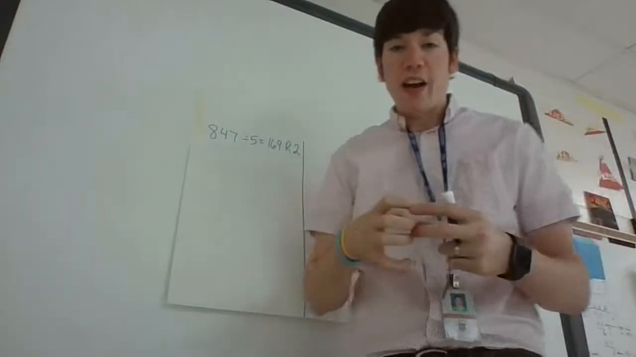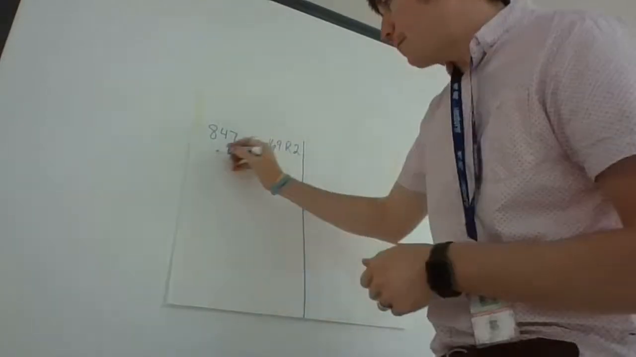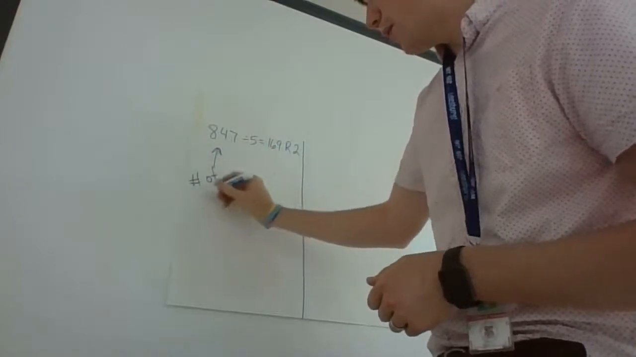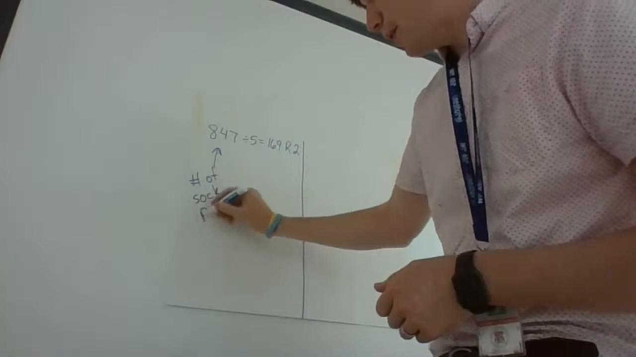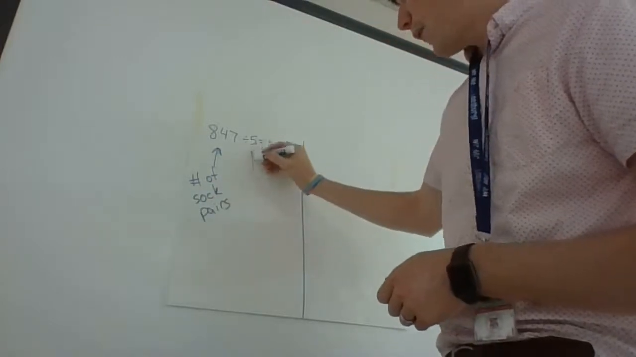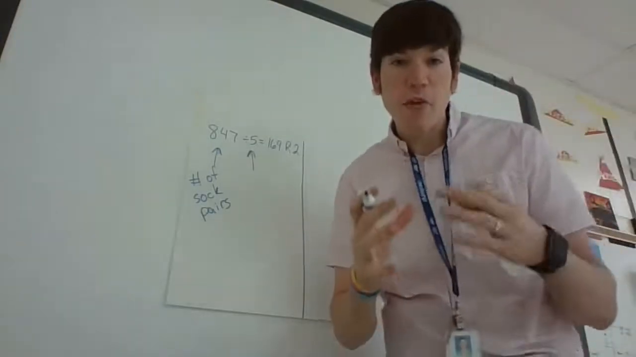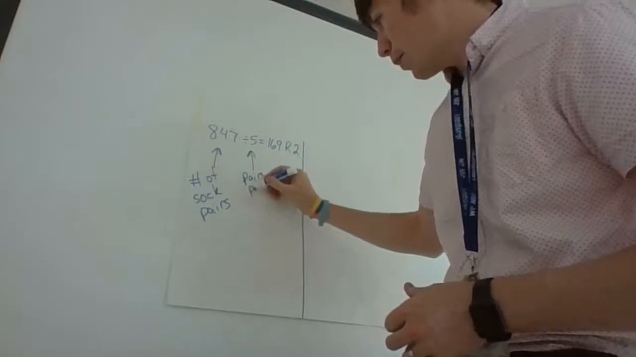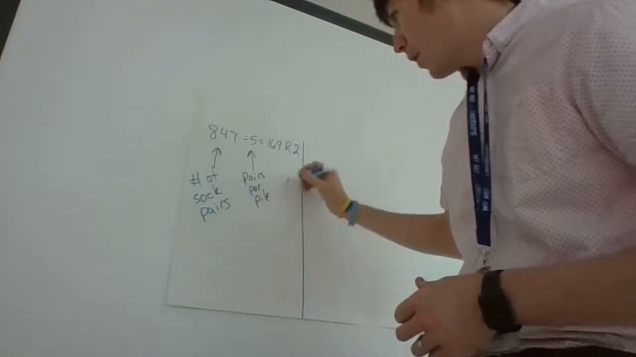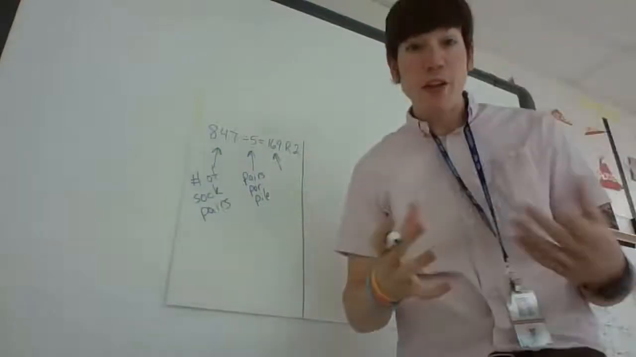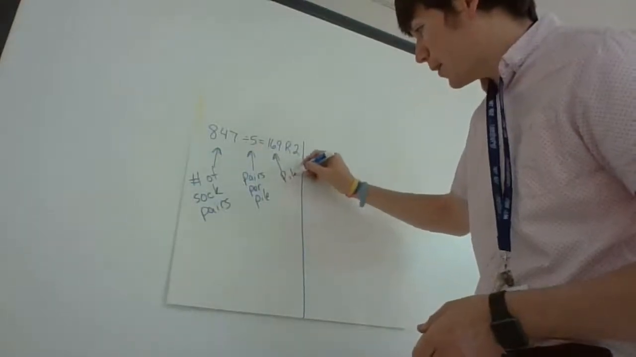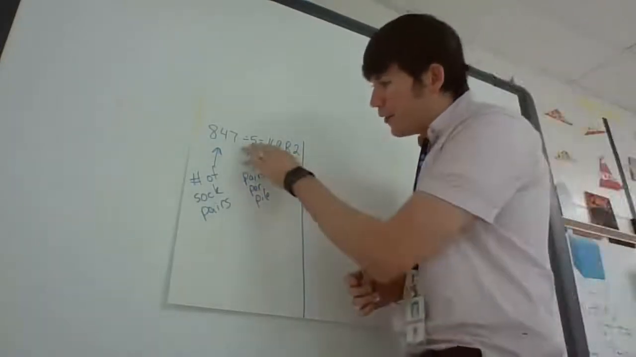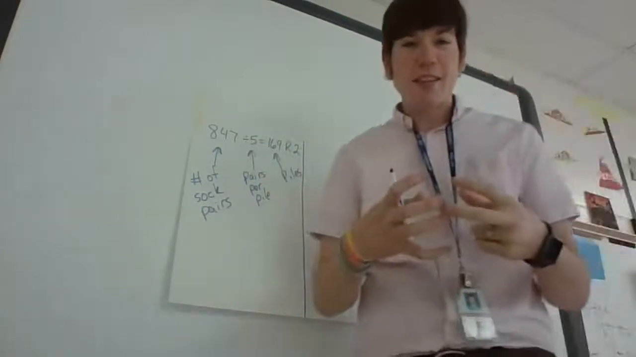Well, think about what we're dividing up. The 847 is the number of sock pairs, which is important. The 5 tells us the number of pairs in each pile. I'm going to put pairs per pile. So the 169 is telling me the number of piles. Now, we know that there's 169 piles of 5s. So we have 169 piles of 5s.